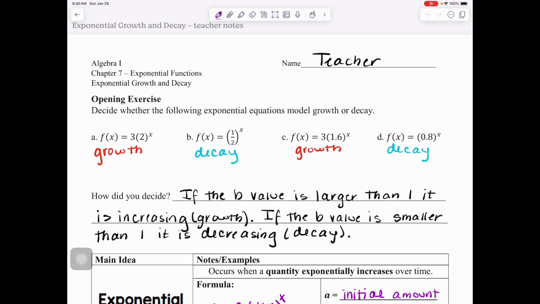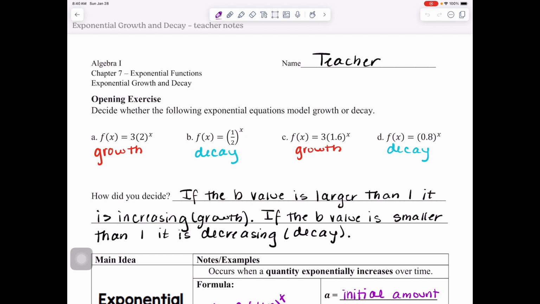A, f of x equals 3 times 2 to the x should be growth. B, f of x equals 1/2 to the x should be decay. C, f of x equals 3 times 1.6 to the x should be growth. And D, f of x equals 0.8 to the x should be decay. So how did you decide?